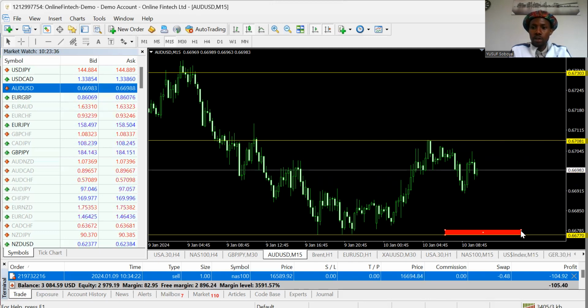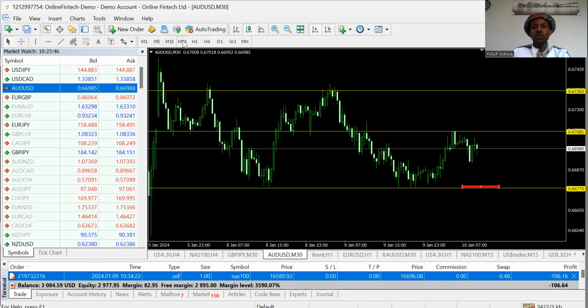So, okay. The market is trying to come at this position. If you go on a 15 minutes, you already see that you have an opportunity for the market to drop, because when you look at the 30 minutes, look where it touches. The market touches at this position. Again, it comes to touch at this position.